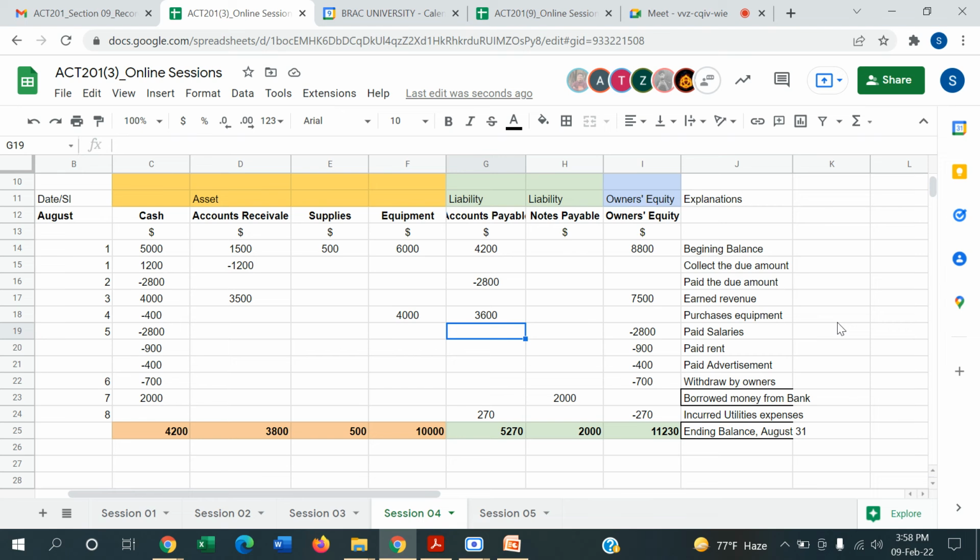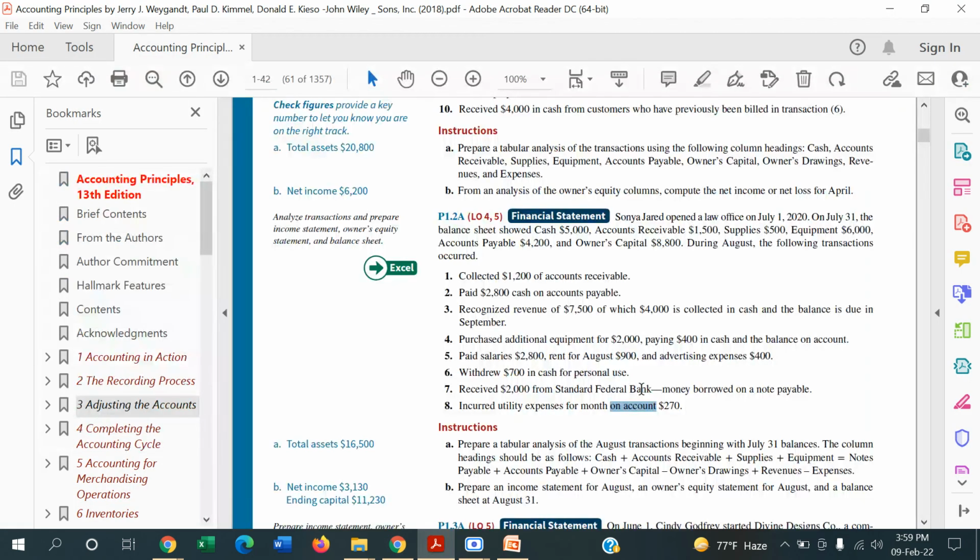Sir, if we take a loan, should we make another column for that? Yeah. Whenever any new account arises, we have to make another column for that. And it should be in the liability. If it belongs to a liability, then it should be a part of the liability. If it belongs to an asset, it should be a part of the asset. Say for example, it's a very good one you have raised.